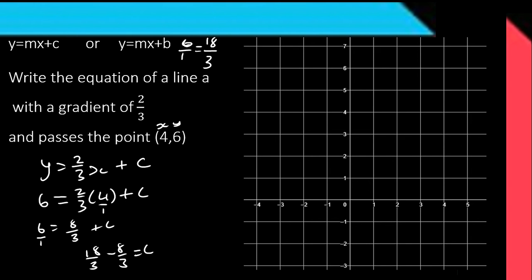So 18 minus 8 is 10. So this becomes 10 over 3 equals c. And that will be my equation. So y equals 2 over 3x plus 10 over 3.